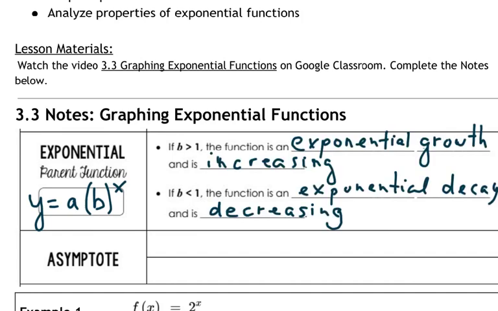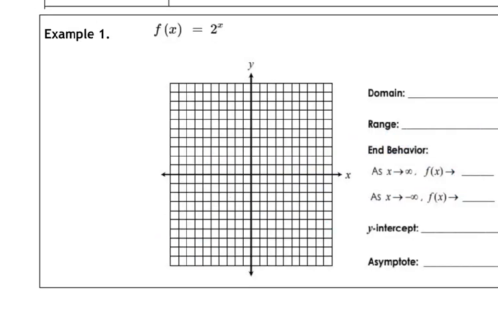Now let's fill in the definition of asymptote, which is just a line which the graph gets close to but never crosses. Take a look at how to graph an exponential function. Let's see in example 1 how to graph the function f of x equals 2 to the power of x.